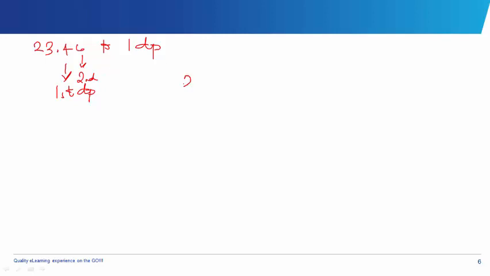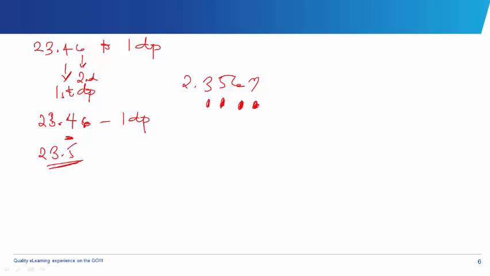Now if you have another number, let's say 2.3567, this is the first decimal place, second decimal place, third decimal place, and the fourth decimal place. Now our question says 23.46 to 1 decimal place. So that means 1 decimal place is this, and that means we'll round up 6. 6 is greater than 5, so it rounds up to 1. You now add the 1 to this 4 and it gives us 23.5. So this is 1 decimal place. Do you understand? Let's take an example.